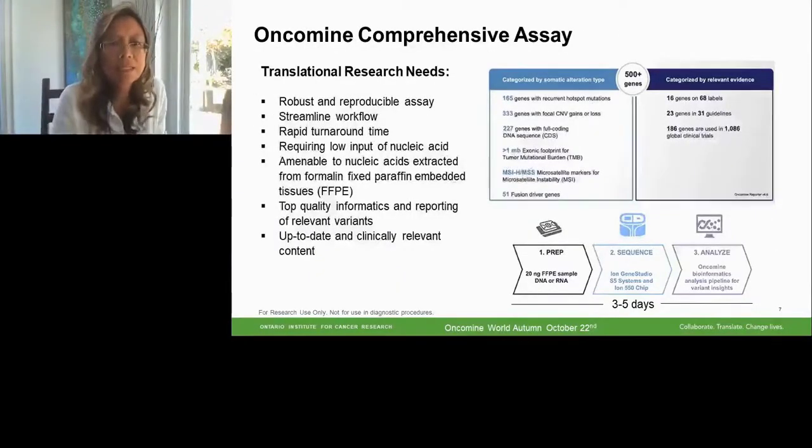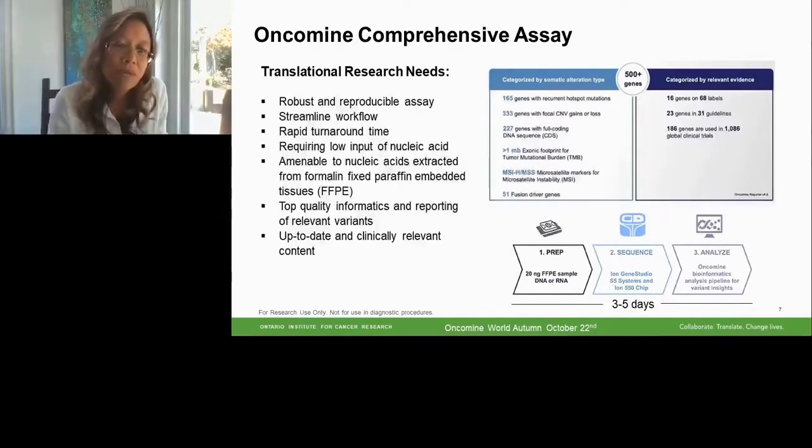So this brings us to the Oncomine comprehensive assay and what our translational research needs are. And here I've shown some of the overview of content for the Oncomine Comprehensive Assay Plus and the workflow of about 3 to 5 days from the time of sample prep through to sequencing and through analysis.